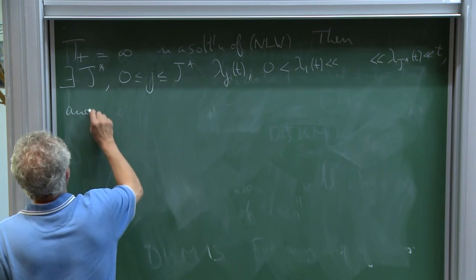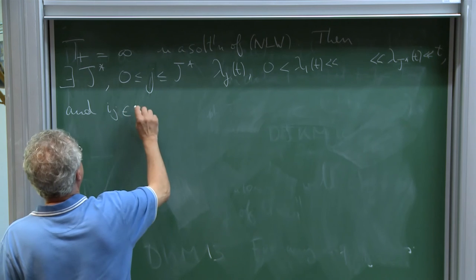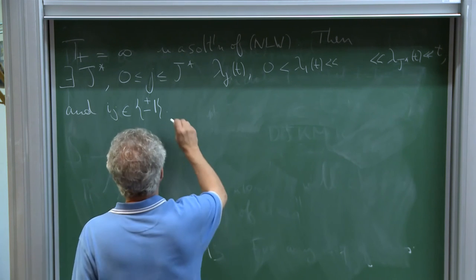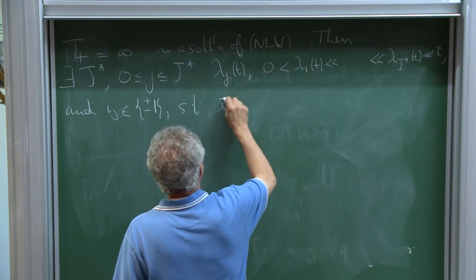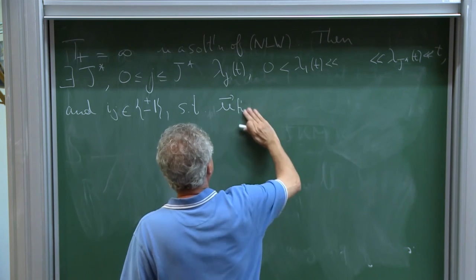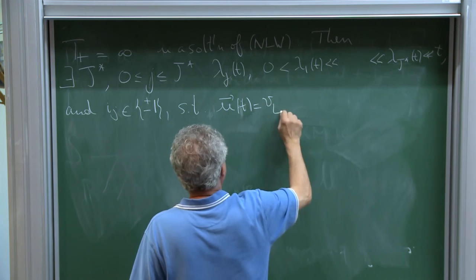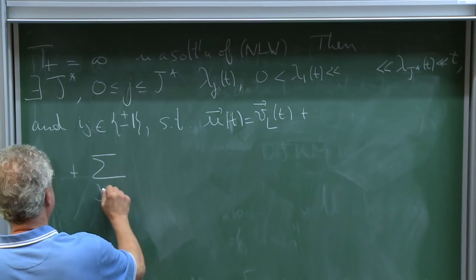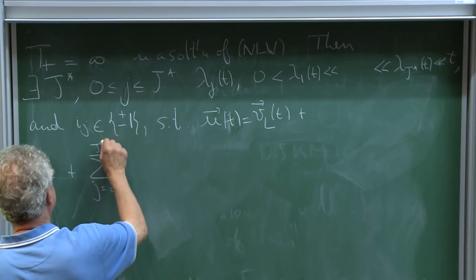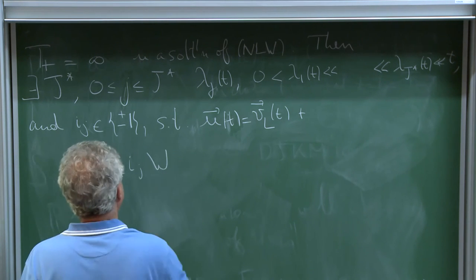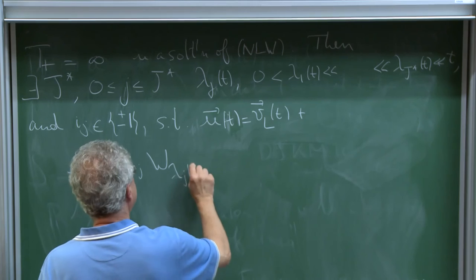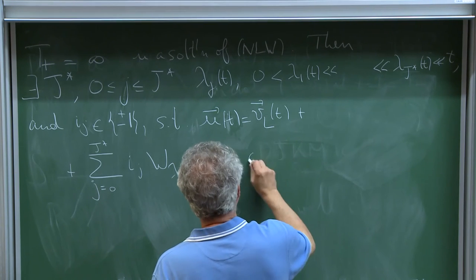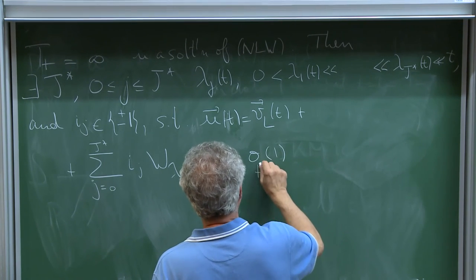and signs iota j, which are plus or minus 1, such that u of t equals vl of t plus the sum j equals 0 to J star of iota j W scaled by lambda j of t of x, plus little o of 1 in H1 cross L2.